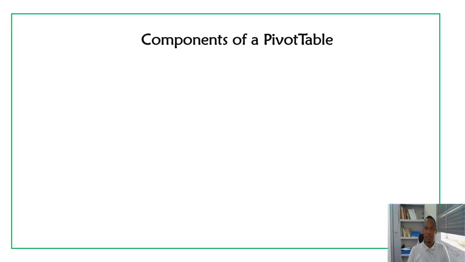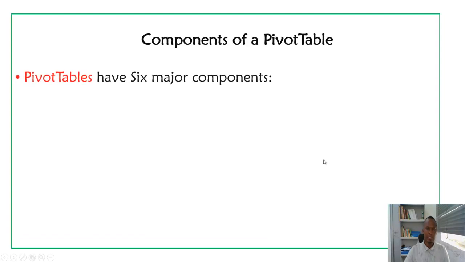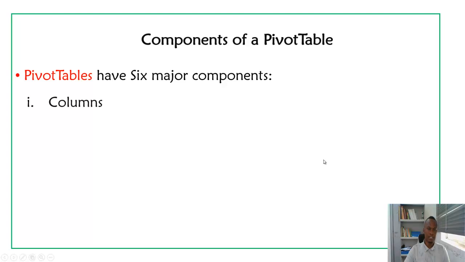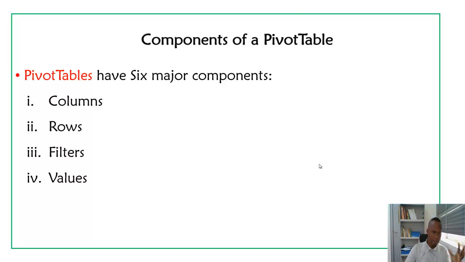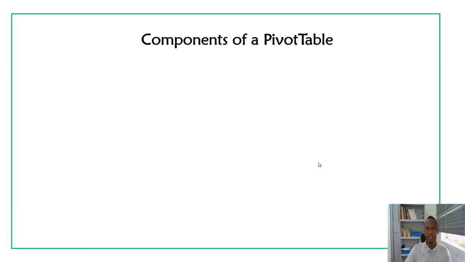Now, what are the components of a pivot table? Every pivot table has six major components. Every pivot table has a column. Every pivot table has a row. Every pivot table has a filter. Every pivot table has a value section. Every pivot table has a field section. And every pivot table has a field layout section.